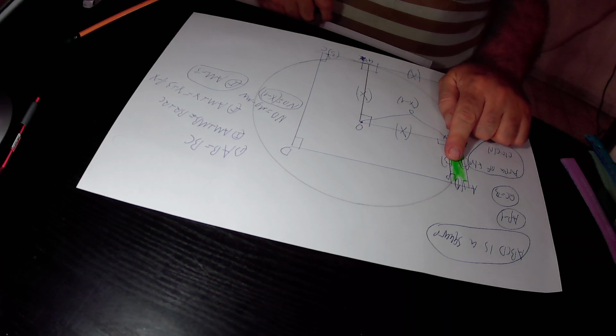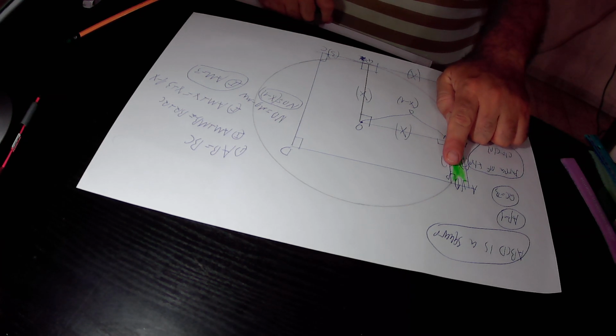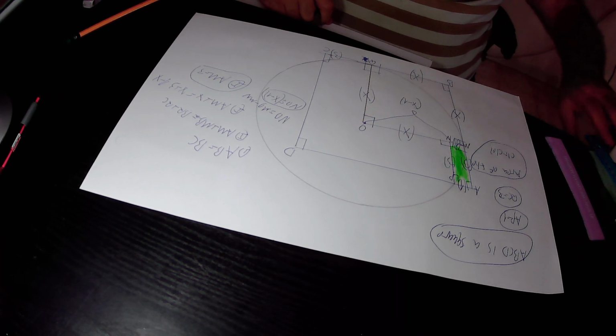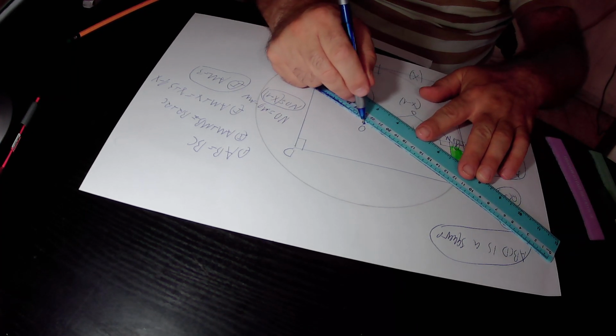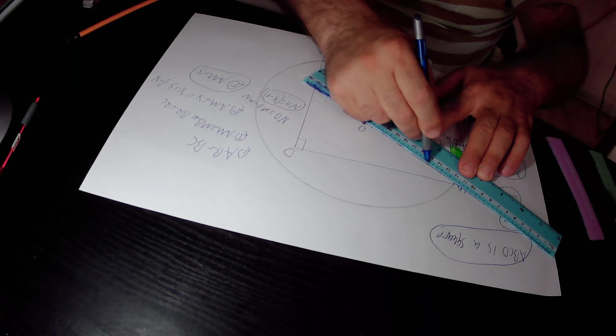In the next step, we join points P and O together by a straight line. What is the definition of line segment PO?